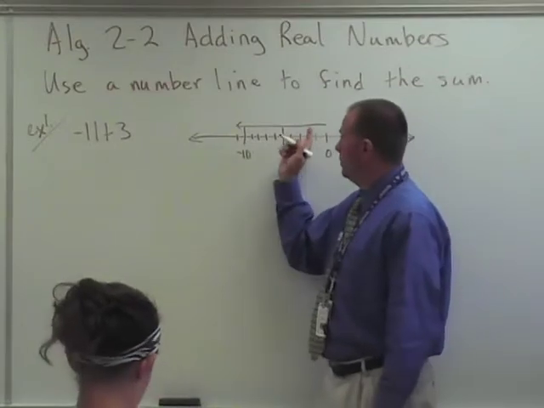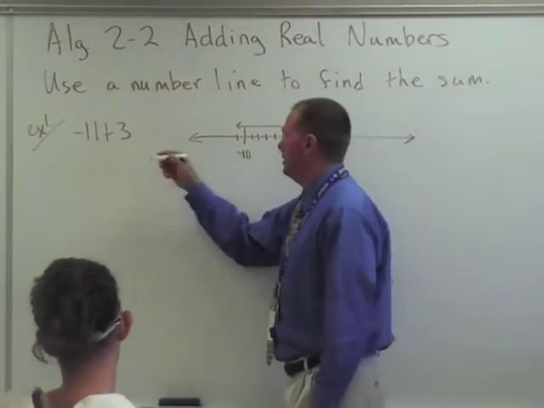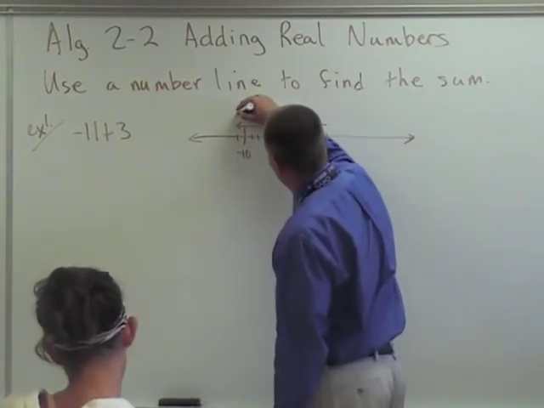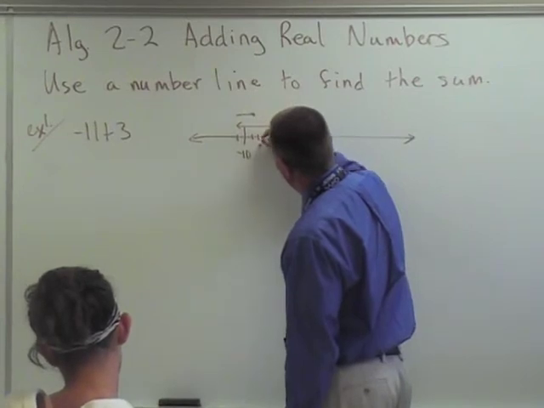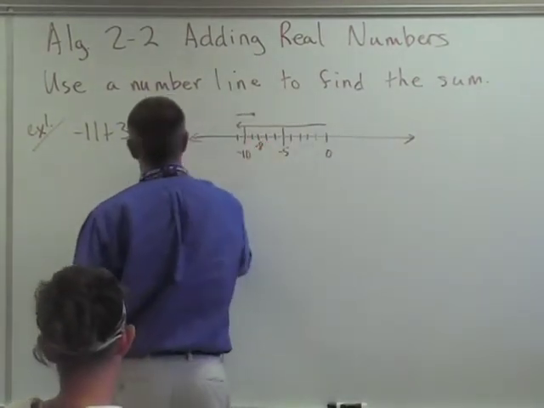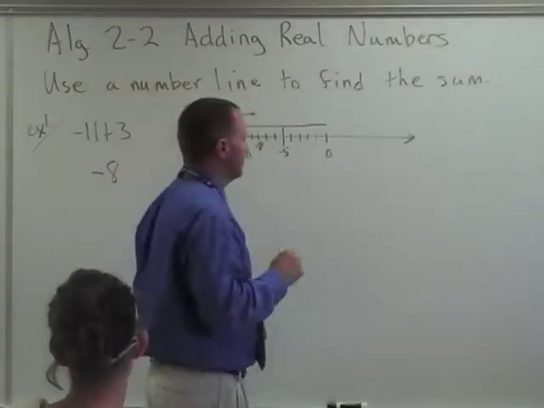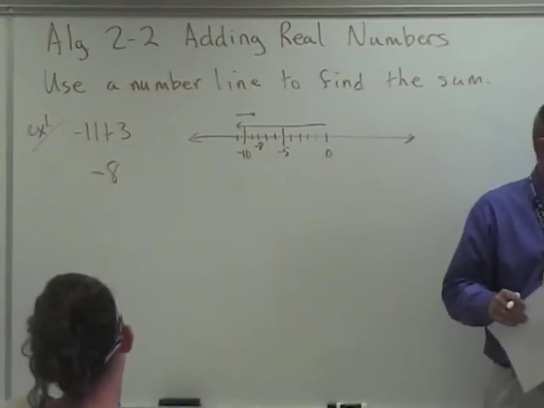So we went left 11 because it's negative. This is a positive 3, so we're going to go back right 3. 1, 2, 3. And that is where we stop. Negative 8. That's right. That's fast. Got it? Is that cool?